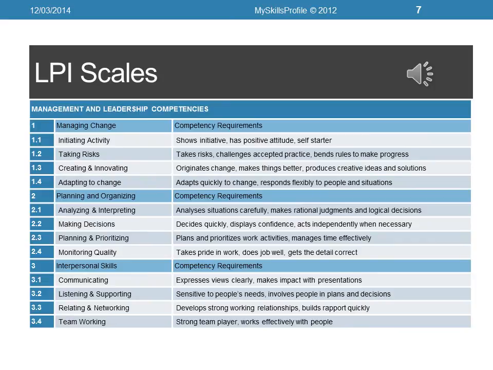This table defines what 12 of the 20 LPI scales measure. It covers 3 of the 5 areas in the LPI competency framework: managing change, planning and organizing, and interpersonal skills. You will find more detailed descriptions of the scales, and how to interpret scale scores, in the user manual.